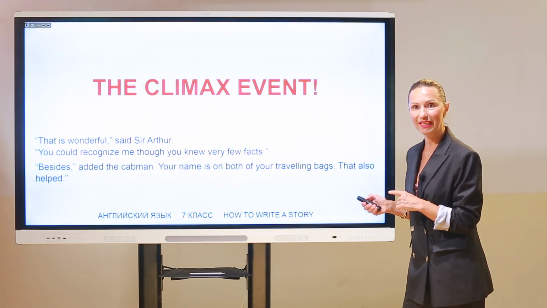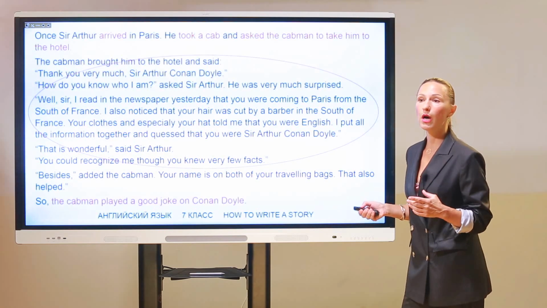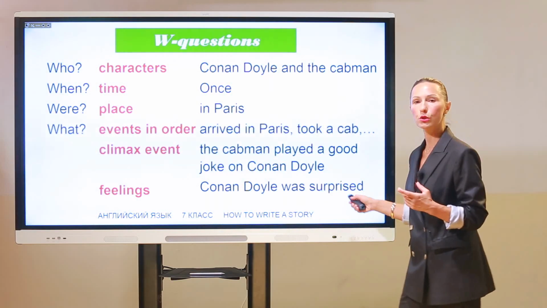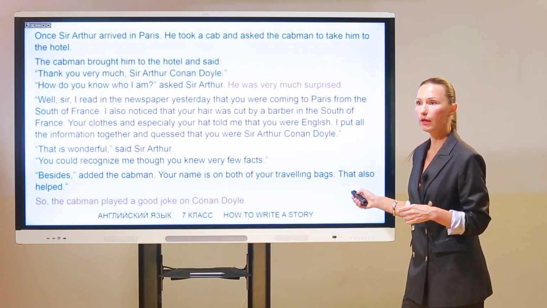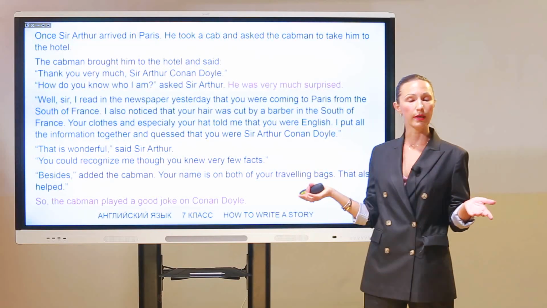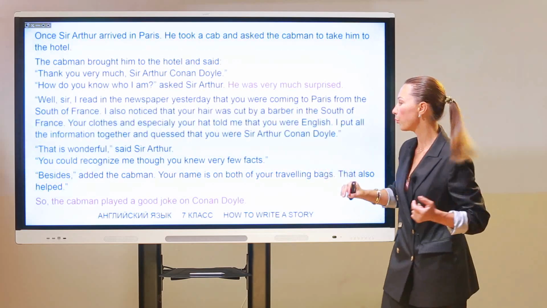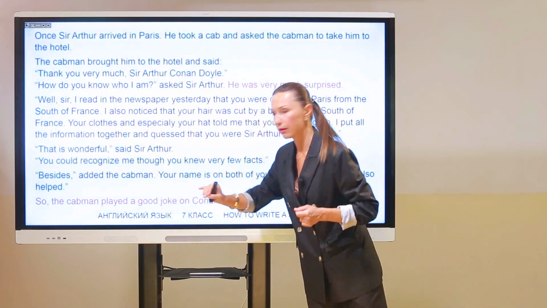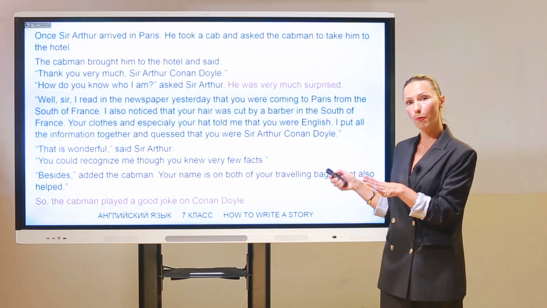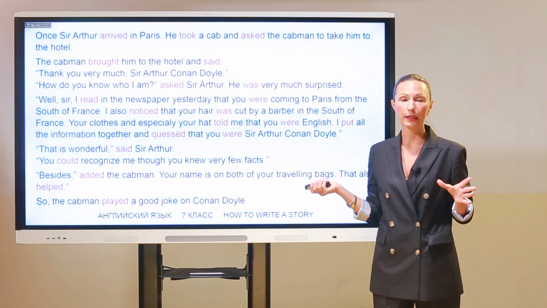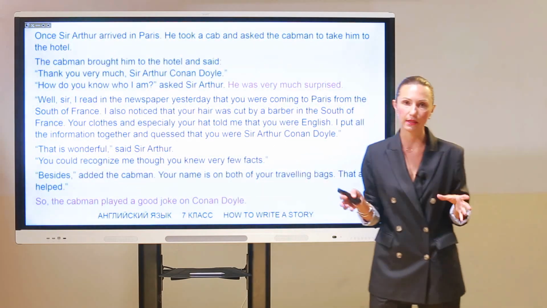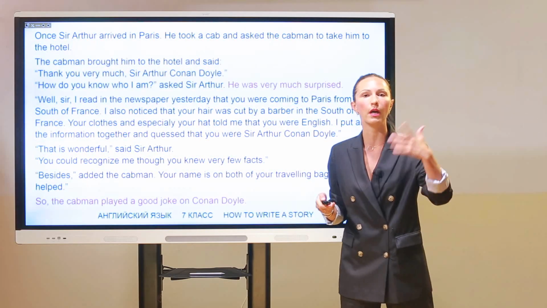Okay, is it clear? And what about feelings? Conan Doyle was surprised. Okay, look, he was very much surprised. Why was he surprised? He was surprised because the cabman played a good joke on Conan Doyle. So, this is the story. And in this story, we have answered all the basic W questions: who, when, where, and what.